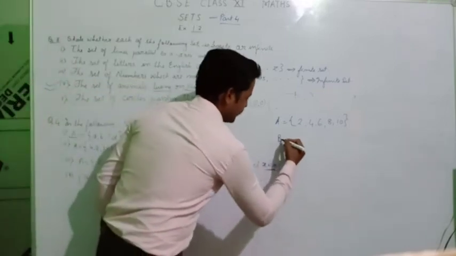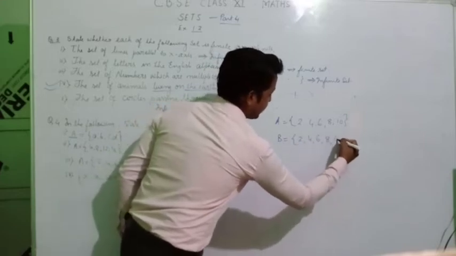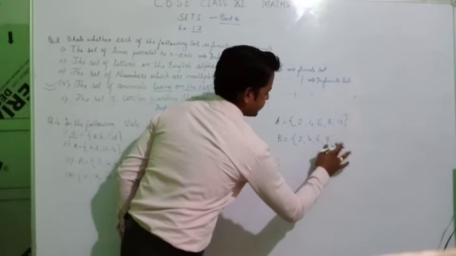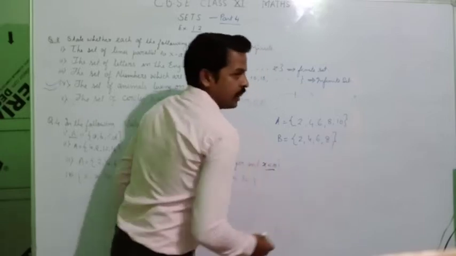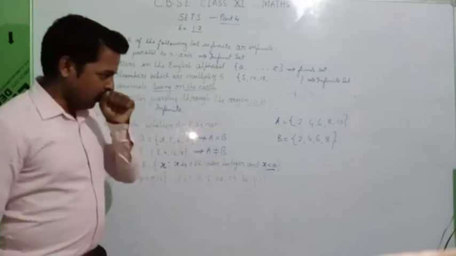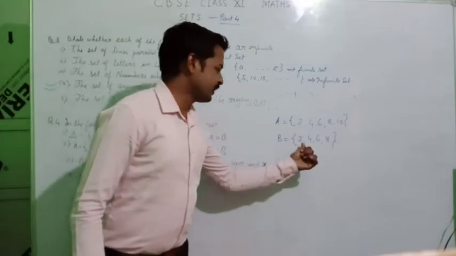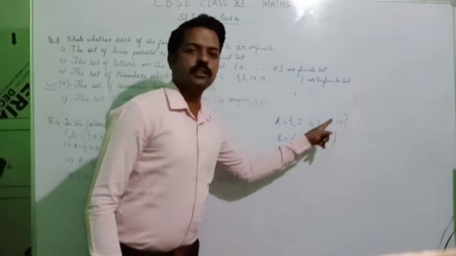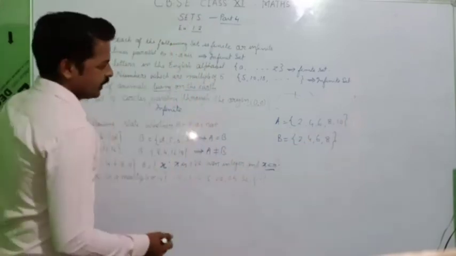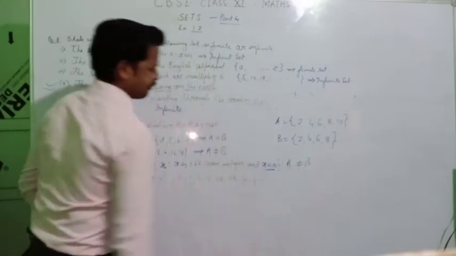So think about positive even integers: 2, 4, 6, 8, 10. 10 will not be included because it is not less than 10. Now compare the elements of both sets. A is 2, 4, 6, 8, 10. Here in B there are 2, 4, 6, 8. 10 is not there in B. Therefore, we come to the conclusion that A is not equal to B.